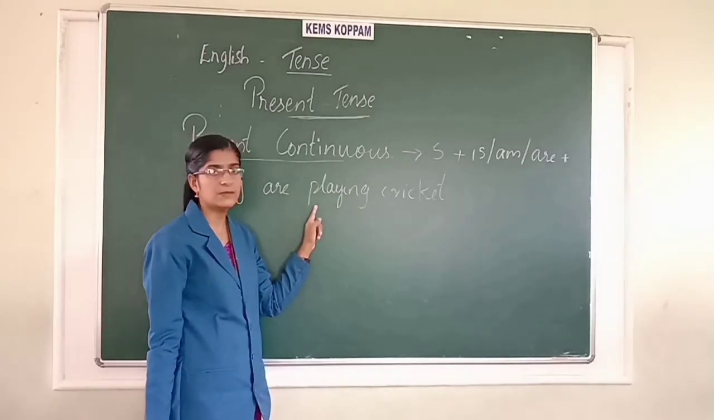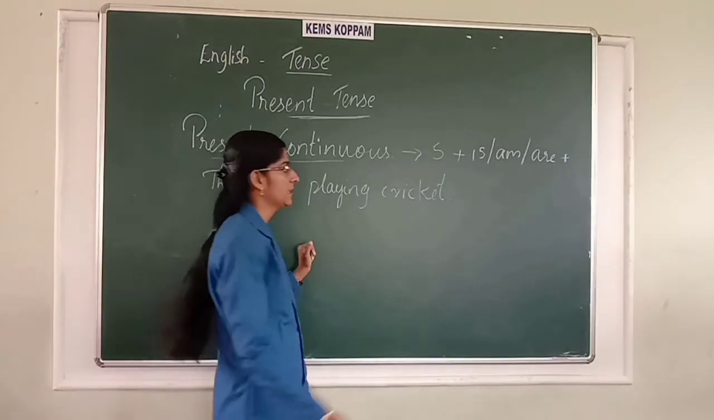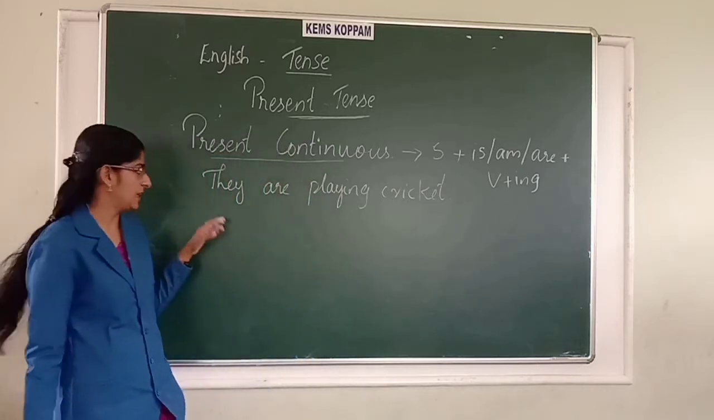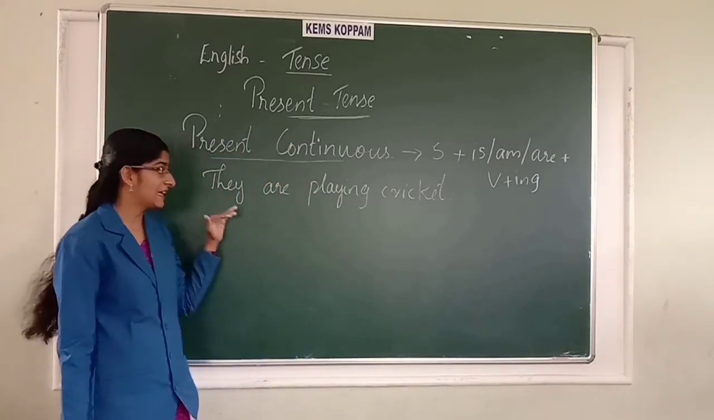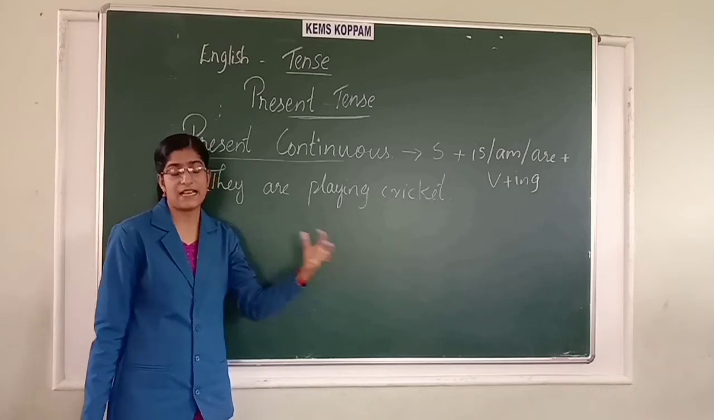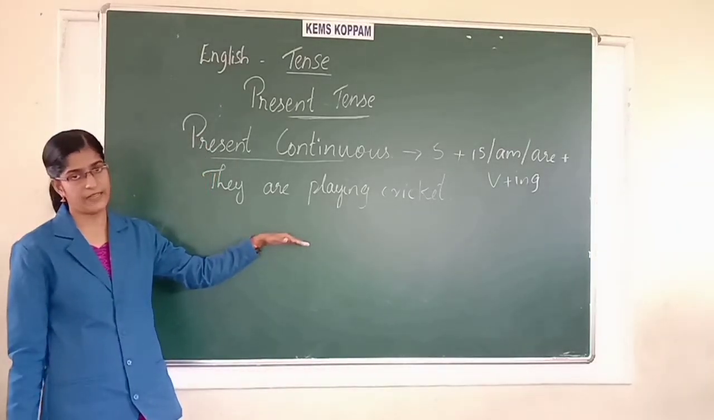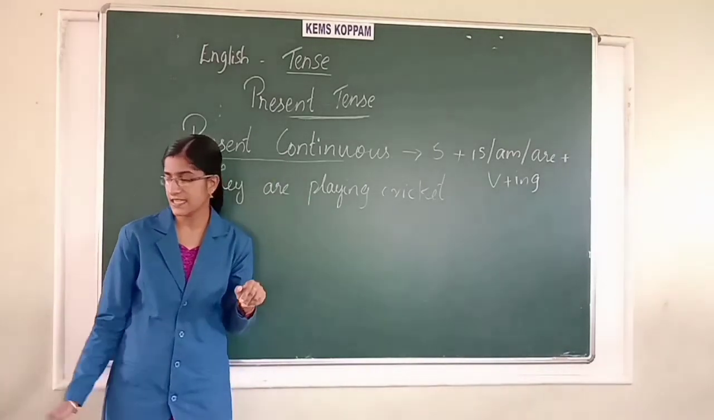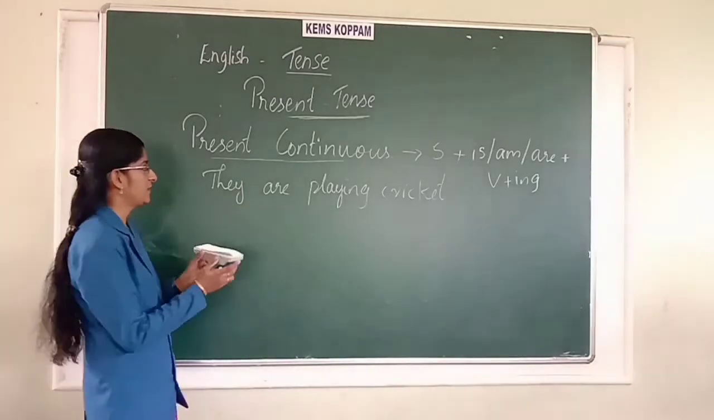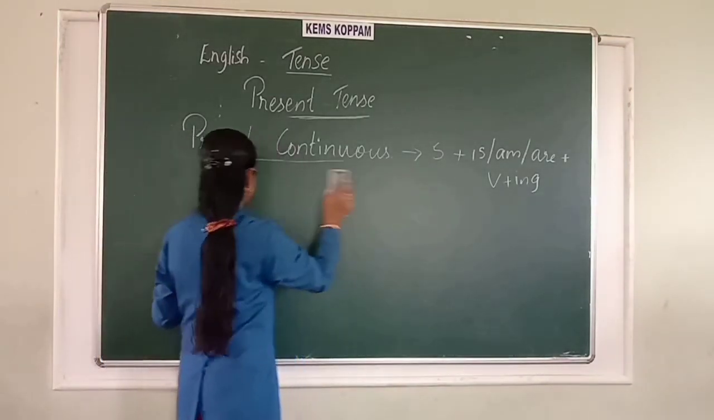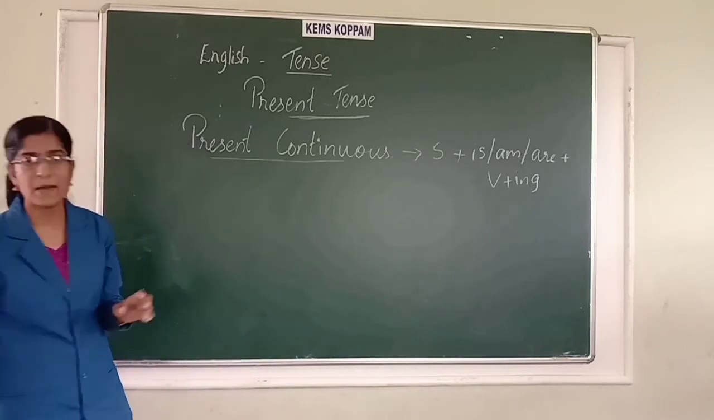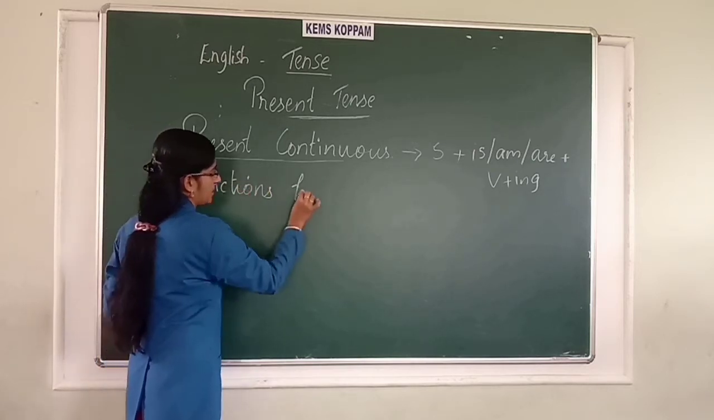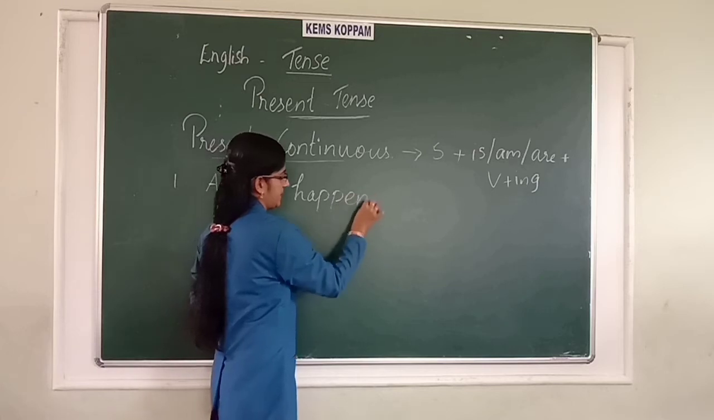Okay, play is the verb and we added ing, playing. So verb plus ing. Okay, they are playing cricket. He is playing cricket. I am playing cricket. Clear? So this is the sentence structure of present continuous tense. Okay, and when we use present continuous tense, yes, for the actions happening now. Okay, actions happening at the time of speaking.